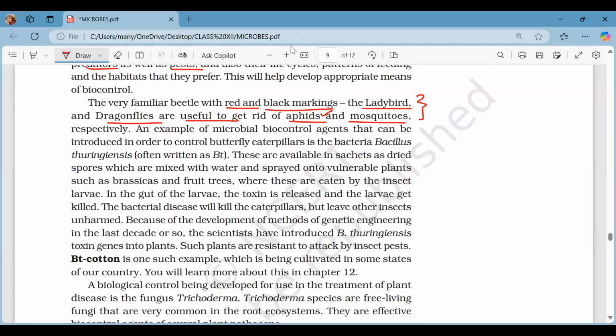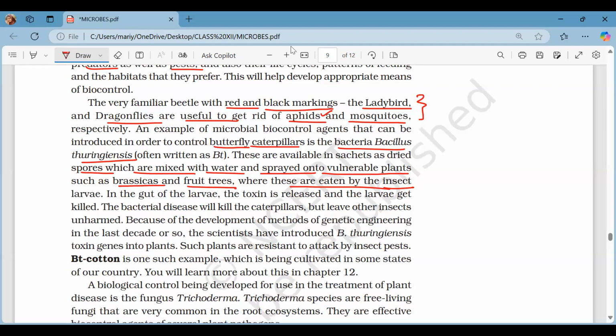Another example of a microbial biocontrol agent, used to control the butterfly caterpillar, is Bacillus thuringiensis, right? The insect can be killed. These are available in sachets, like dried spores, which are mixed with water and sprayed onto vulnerable plants, such as brassicas and fruit trees, where these are eaten by the insects. Now the insect eats it, the toxin gets released into the insect's gut, as a result of which the gut develops a lot of pores and the insect gets killed, right?